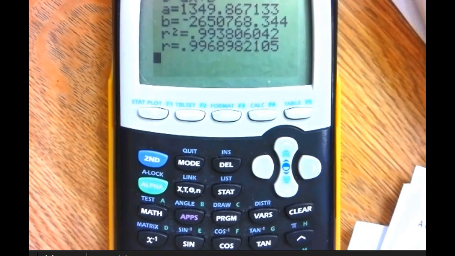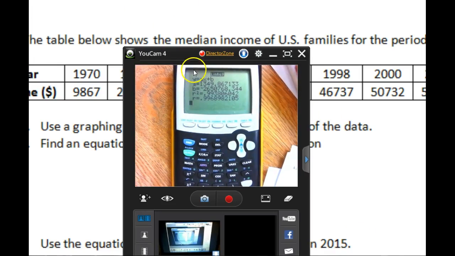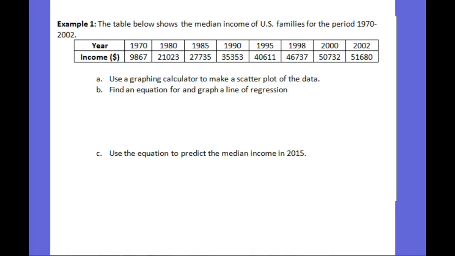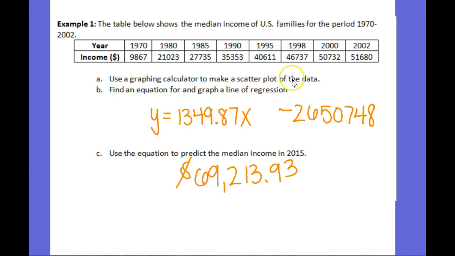Okay. Go back to your notes and fill in the following answers. So the equation of our line is 1,349.87x minus 2,650,748 because A is slope and B is y-intercept.